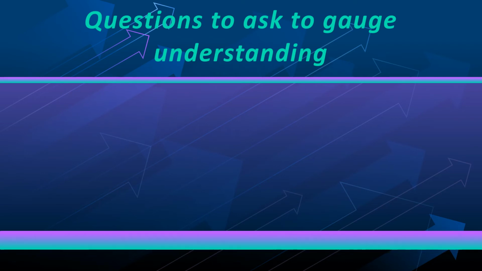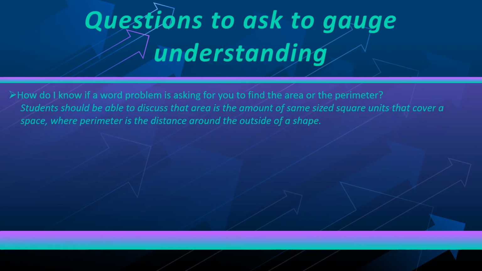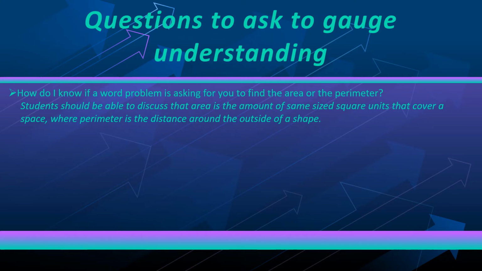Here are some questions to ask to gauge student understanding. How do I know if a word problem is asking for you to find the area or perimeter? Students should be able to explain that area represents the amount of space that's covered within the shape, and that it's represented in square units that are the same size, where perimeter is really that distance around.